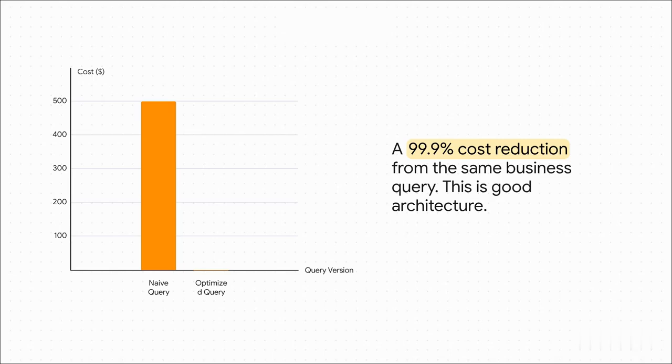And here it is, the payoff. Just look at that. From $500 down to 50 cents. 50 cents. We're asking the exact same business question, but because we used partitioning and we were smart about our columns, the costs just plummeted. We're talking a 99.9% reduction. This isn't magic, people. It's just good, solid, deliberate architecture.